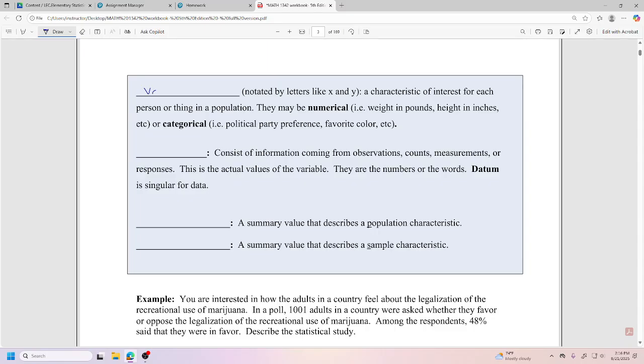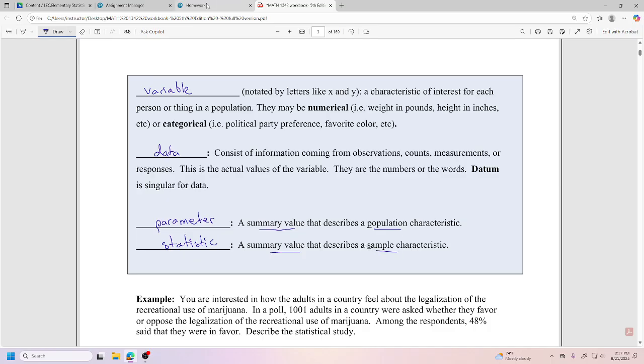I'm not going to go through every one of these forever, but I just want to remind you this is how it works. This is why we write this stuff down. So that's variable, that's data, that's parameter, and that is statistic. Okay. Variable, data, parameter, statistic. And we had talked a lot about P with P, S with S, but see how it says summary value of a population, summary value of a sample.